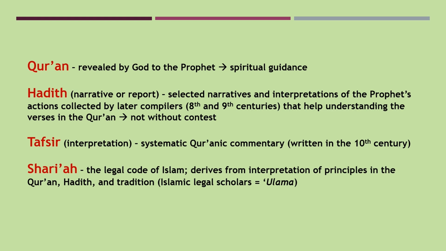We have also the Tafsir, which is a more systematic, we would say scientific, Quranic commentary, written even later, in the 10th century. And also we have the Sharia, which is the legal code of Islam. And these codes derive from interpretations from the Quran, the Hadith, and also from tradition.